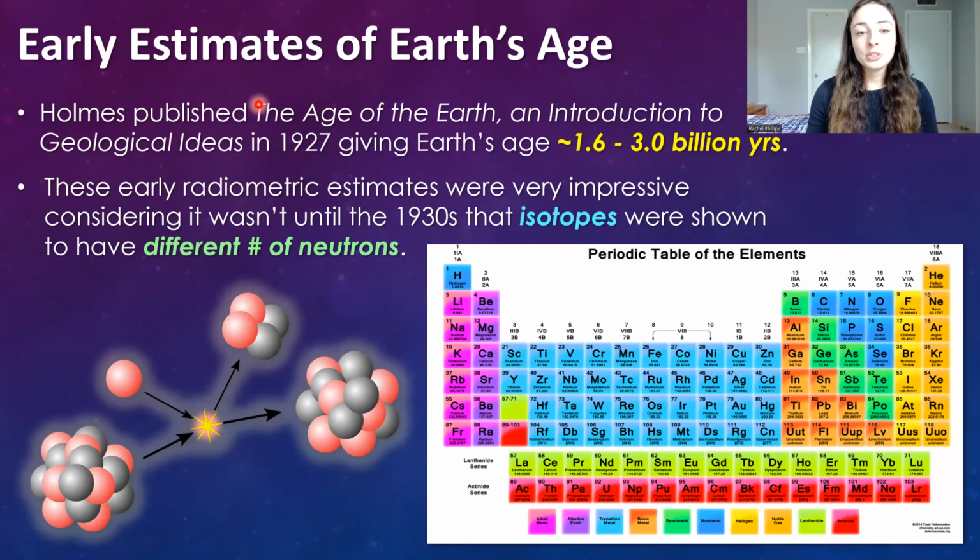And these early radiometric estimates of Earth's age, and just dating in general with radiometric techniques, was really, really impressive because it wasn't until the 1930s that isotopes were really even slightly understood. Before then, we didn't even know that isotopes had a different number of neutrons, and that's what was causing their decay and all of this stuff. We didn't know what they were. So it's even more impressive that we were doing this before we understood the process of radioactive decay.